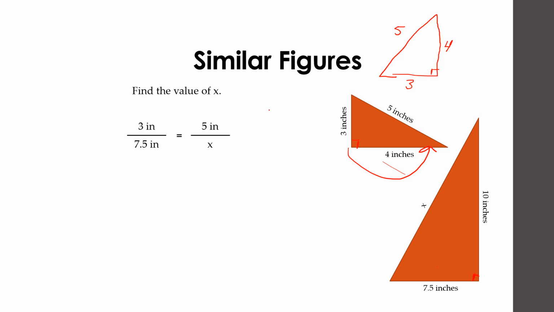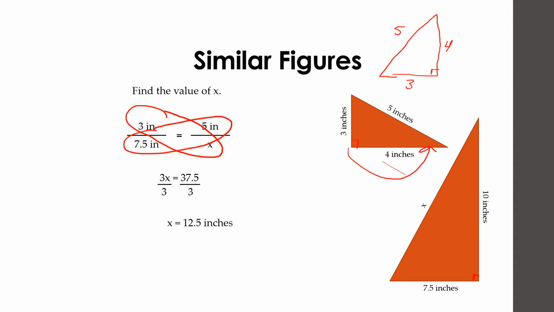And then from here, you just simply follow those proportion rules of the cross product rule. You get 3 times x, and you get 7.5 times 5. So then 3x equals 37.5. You divide by 3 on both sides, and then you find out that x is 12.5 inches. So then you just follow through those same proportion rules. But you just have to make sure that you line up the smaller triangle and then the larger triangle with each other so that you're setting up the proportion correctly.